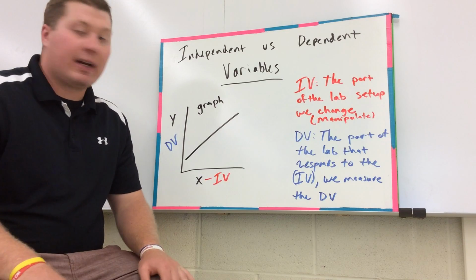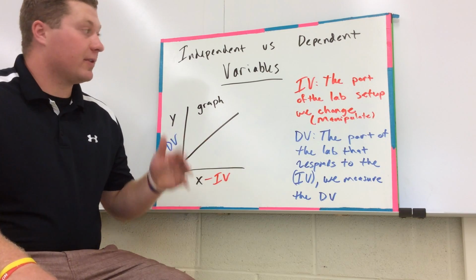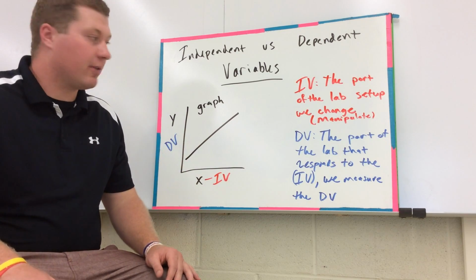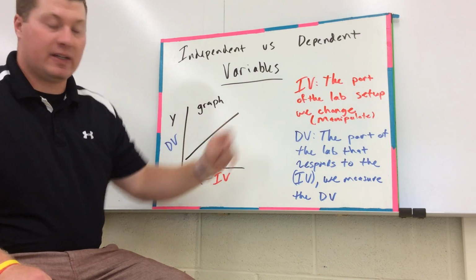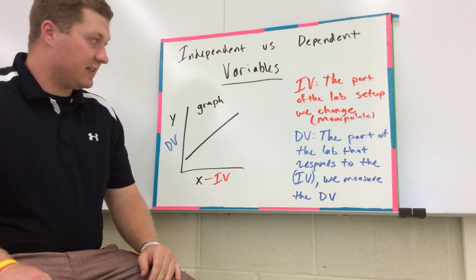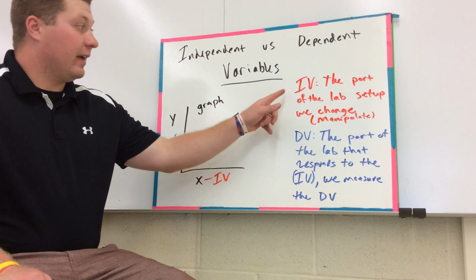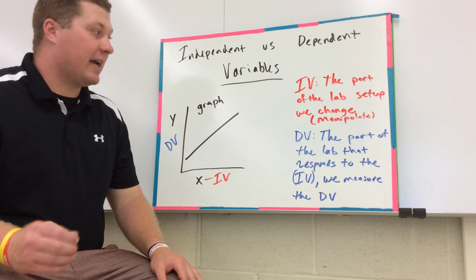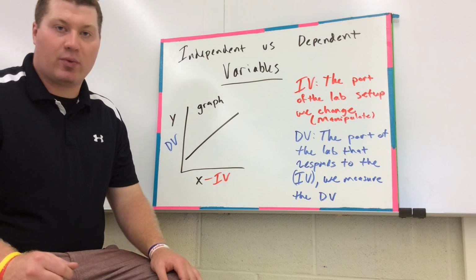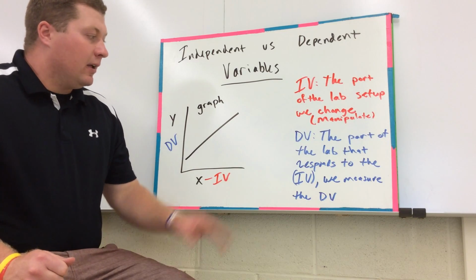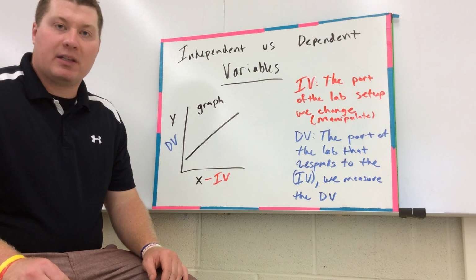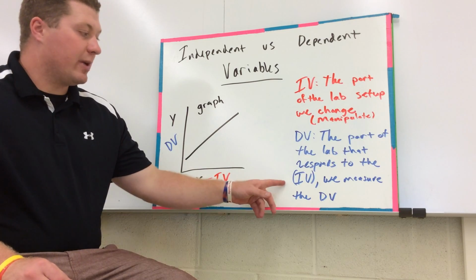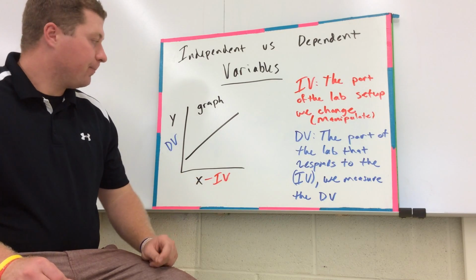So the first two that I want to talk about are independent versus dependent variables, and you've probably heard of these before. I'm going to refer to the independent variable as IV and the dependent variable as DV. The independent variable is the part of the lab setup that we change or manipulate. The dependent variable is the part of the lab that responds to the independent variable. So we measure this in the lab.